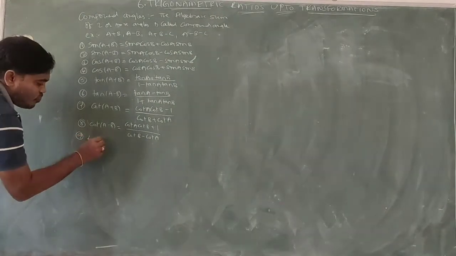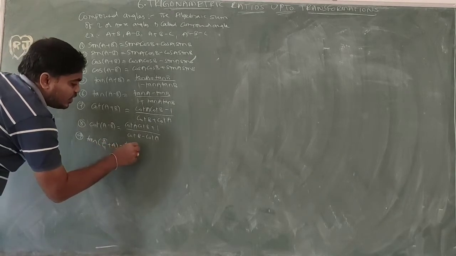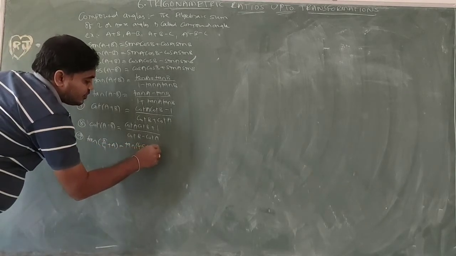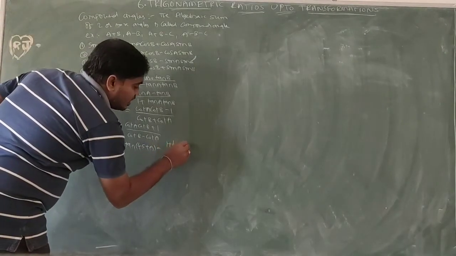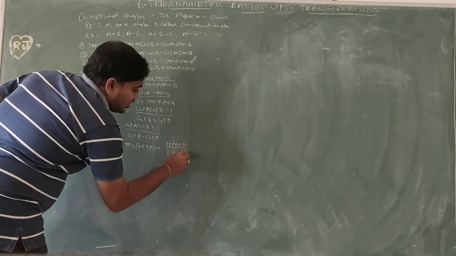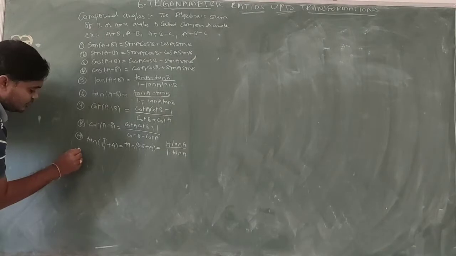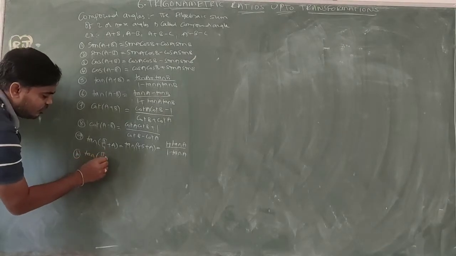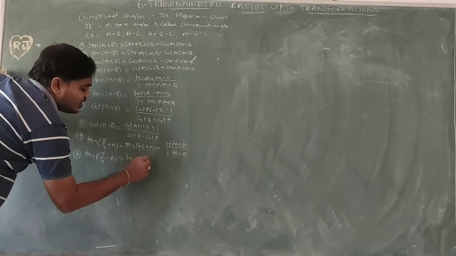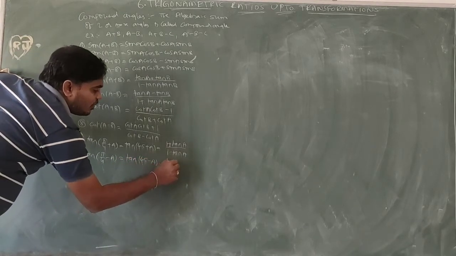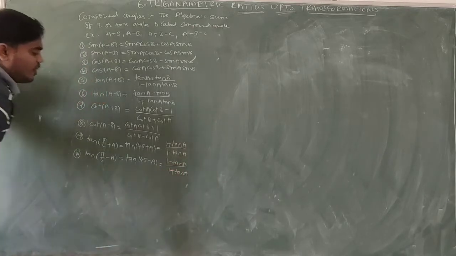Tan of pi by 4 plus A, or tan of 45 plus A, equals 1 plus tan A by 1 minus tan A. Next, tan of pi by 4 minus A, equal to tan of 45 minus A, equals 1 minus tan A by 1 plus tan A. Next.